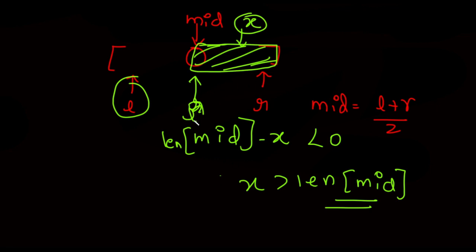Basically once our L is shifted, we will find the new mid using this value of L, and then again we'll see whether length of mid minus x is less than 0 or not. If it is not less, then we'll shift our R to some particular point and then we'll continue.